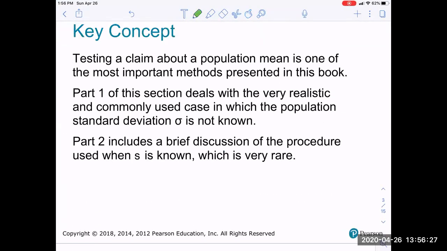And for the sake of brevity, we're not going to worry about this. The only thing that changes, instead of a t value, we would use a z value. And that's not S anyway, that's a sigma. So there's a typo by the author.